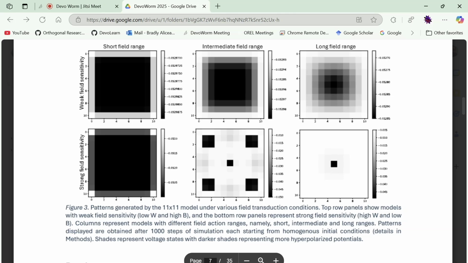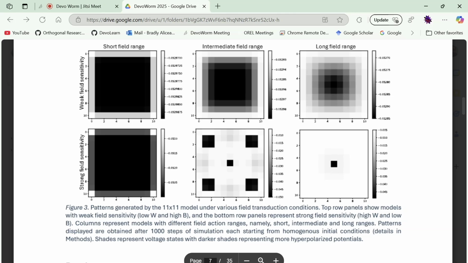Then on the bottom, we have strong field sensitivity, which is where we have high W and low B, whereas at the top we have low W and high B, and they define these parameter values in the paper. Just know that there's a difference between weak and strong field sensitivity. With strong field sensitivity and short field range, it gives you a slightly different result on this pattern, but most of it is the same.